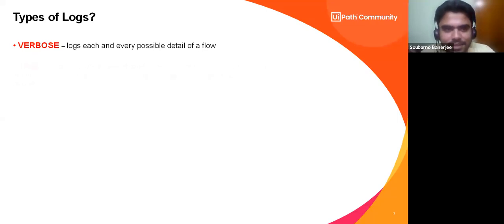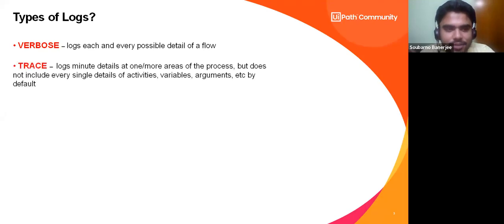Okay, now let's get to the next one. It says what? Okay, let me also read it. Logs minute details at one or more areas of the process, but does not include. Okay, that is confusing. Even I got confused. No worries. I'll also show you this. But just to understand as of now, just read it. Just understand it like this.